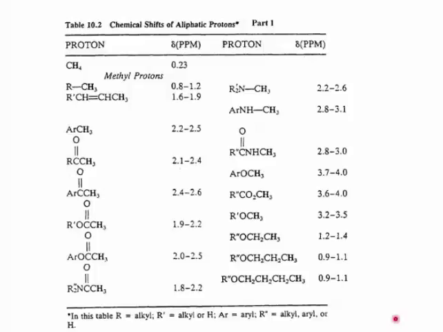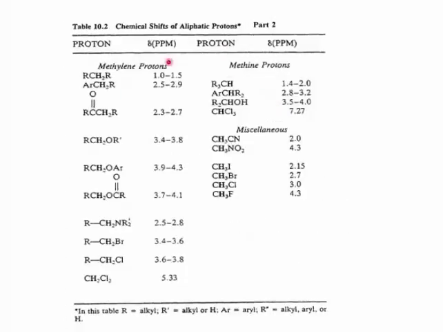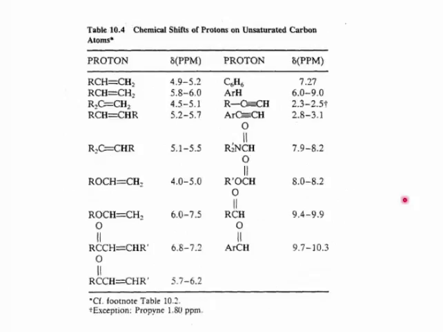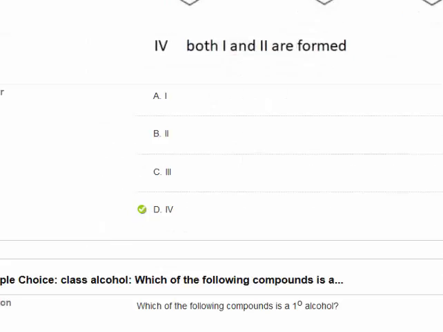Let's look at the tables in your packet. Begin with table 10.2. Table 10.2 lists average chemical shifts of aliphatic protons. These include methyl protons, methylene protons, and methine protons. The next table, table 10.4, gives chemical shifts of protons on unsaturated carbon.